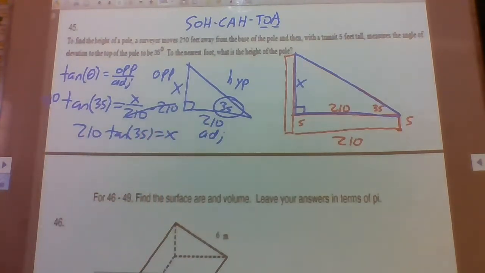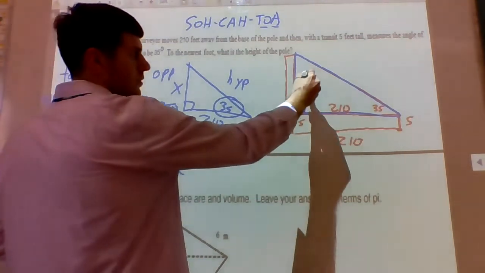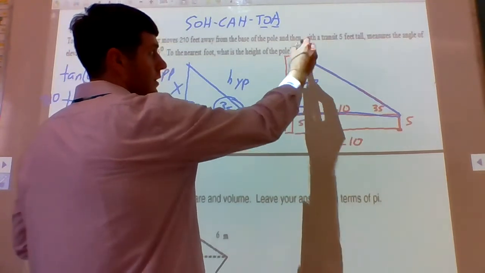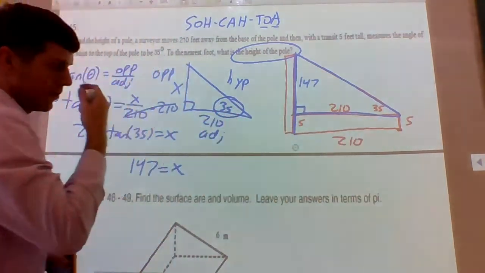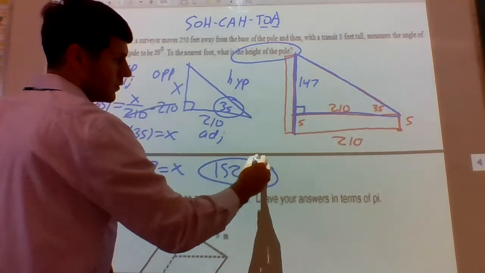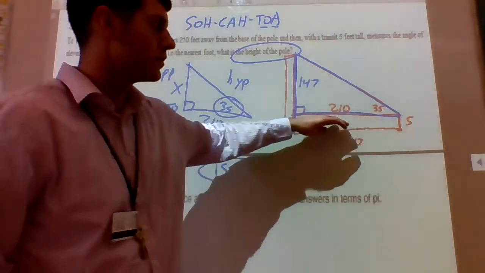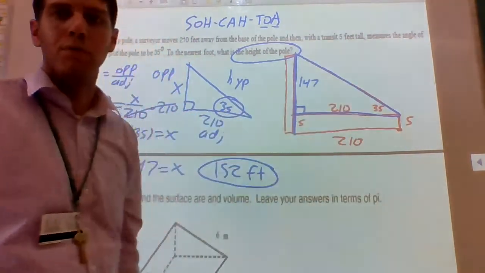210 times the tangent of 35 is going to be 147 feet. Okay, so this is 147. We want the height of the whole pole. So we got to do 147 plus the 5, which is going to give us 152 feet. So the height of the pole is going to be 152 feet because we had the extra little 5 foot for the transit. Because he didn't measure from the ground, he measured from the 5 foot tall transit pole.